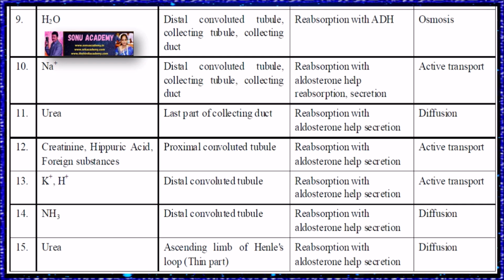K+ and H+: again in the distal convoluted tubule, the process involved is secretion with the help of aldosterone, and the mechanism is active transport. Next come to NH3. In the distal convoluted tubule, the process involved is secretion, and the mechanism is diffusion. Next come to urea. We can see urea in the thin part of the ascending limb of Henle's loop; the process involved is secretion and the mechanism is diffusion.